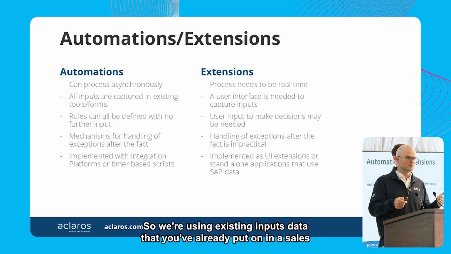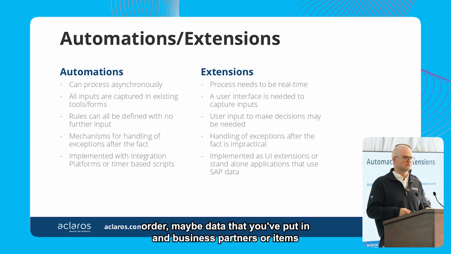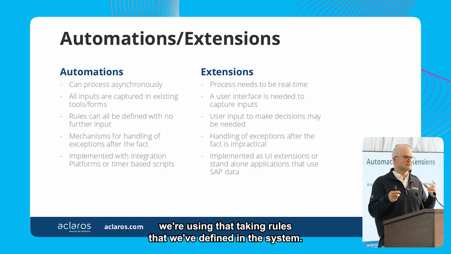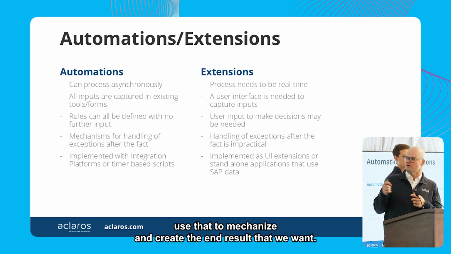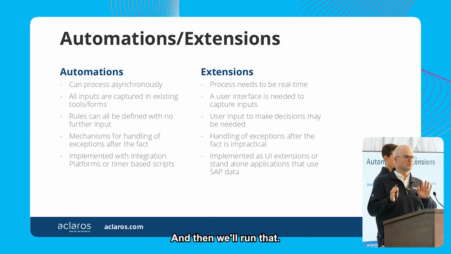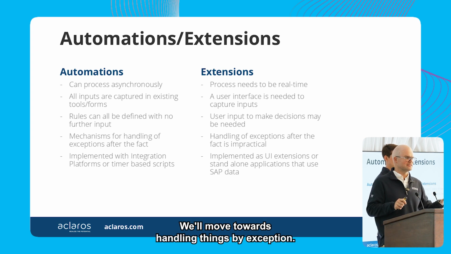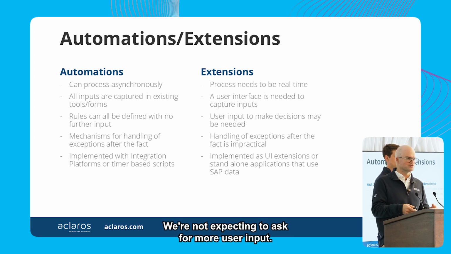So we're using existing inputs, data that you've already put in on a sales order, maybe data that you've put in on business partners or items. We're taking rules that we've defined in the system, and we're going to use that to mechanize and create the end result that we want. And then we'll move towards handling things by exception. We're not expecting to ask for more user input.